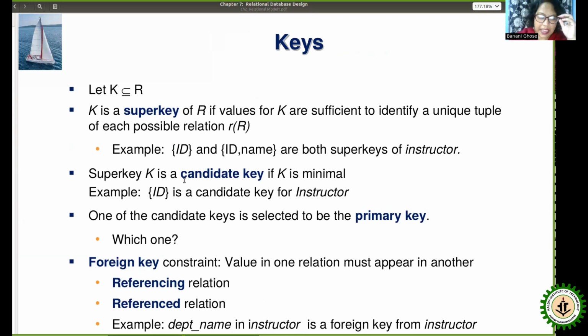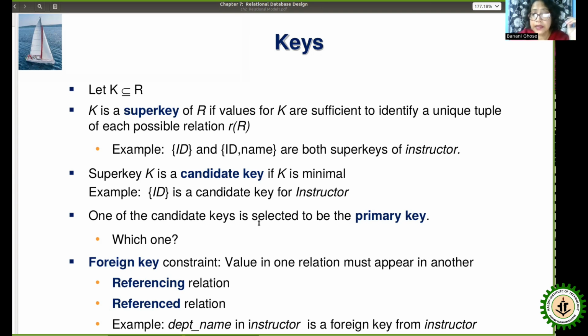So super key K is a candidate key if K is minimal. Now from among these two super keys, which is minimum? ID is minimum because it is comprising of only one attribute in it. Here you can see there are two attributes in it. So the candidate key will be the minimal super key. Super key K is a candidate key if K is minimal. So which one is going to be the candidate key? ID is obviously going to be the candidate key for the instructor table.